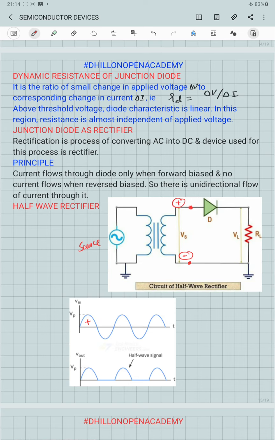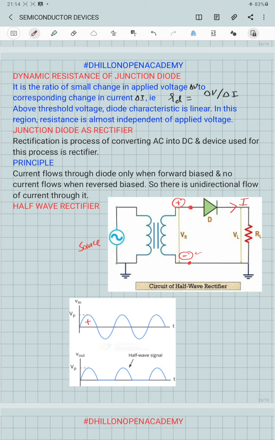So in this case, you can see that the positive terminal of the secondary is connected with the positive terminal of the diode, while the negative terminal of the secondary is connected with the negative terminal of the diode through the load resistance. So if the secondary voltage is greater than the barrier voltage of the PN junction diode, proper forward biasing of the PN junction diode takes place, due to which an electric current I begins to flow through the PN junction diode due to the majority charge carriers.